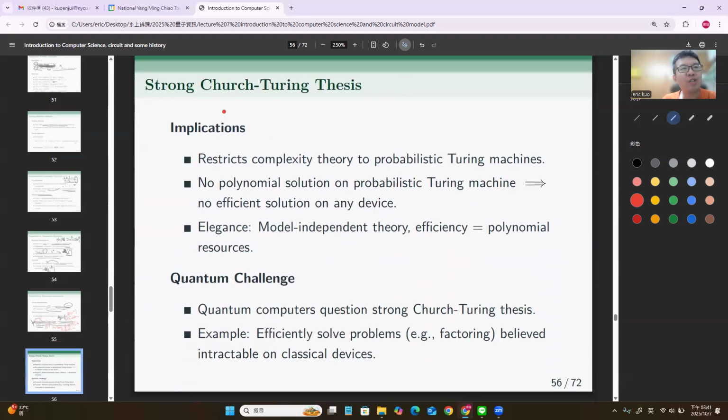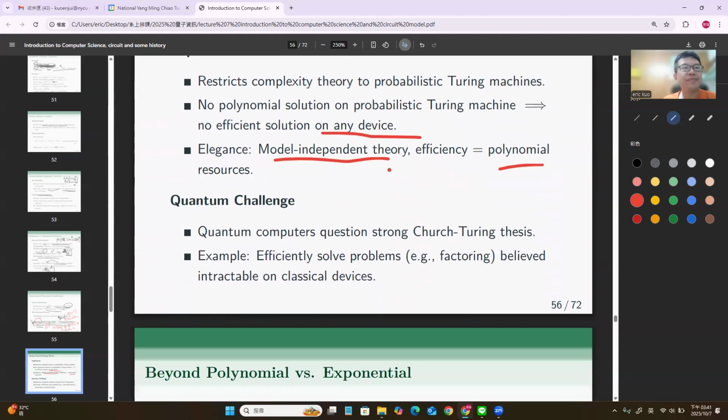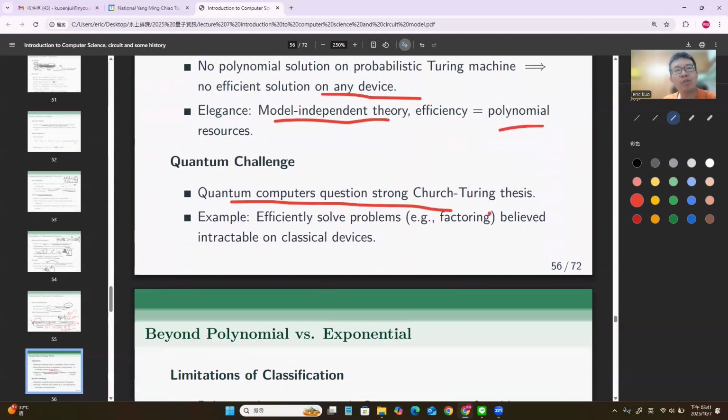Okay, so the strong thesis implies we restrict complexity to a probabilistic machine. And no polynomial solution on a probabilistic machine, plus no efficient solution on any physical device in our universe. So it's a very strong, model-independent theory and a very strong conjecture. And quantum computing questions the strong thesis because Shor's algorithm can solve factoring, which is believed intractable on classical devices.